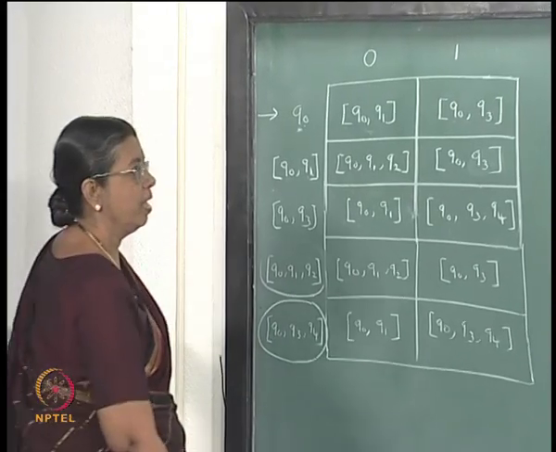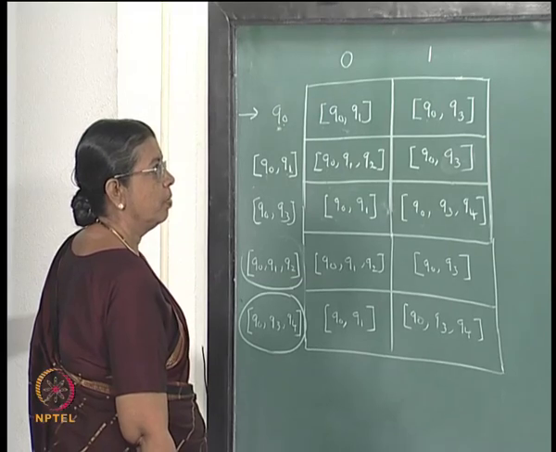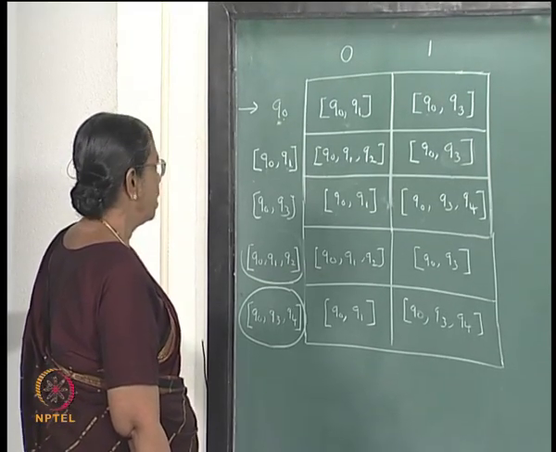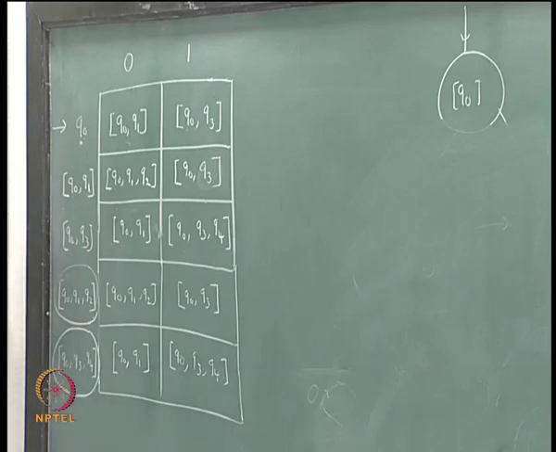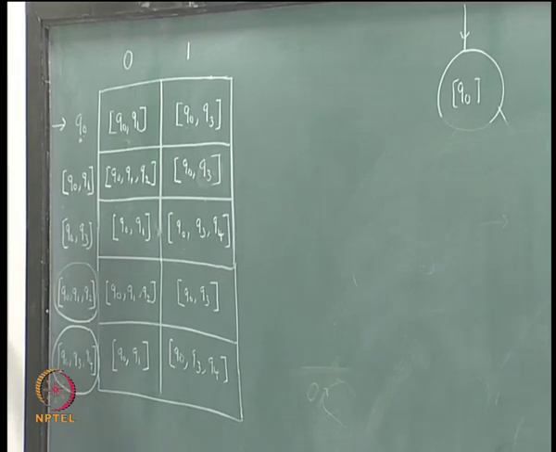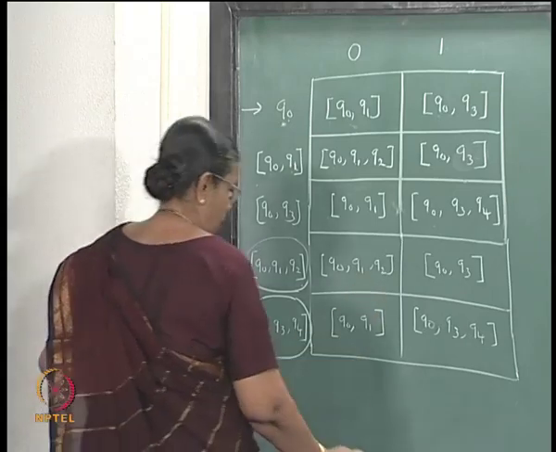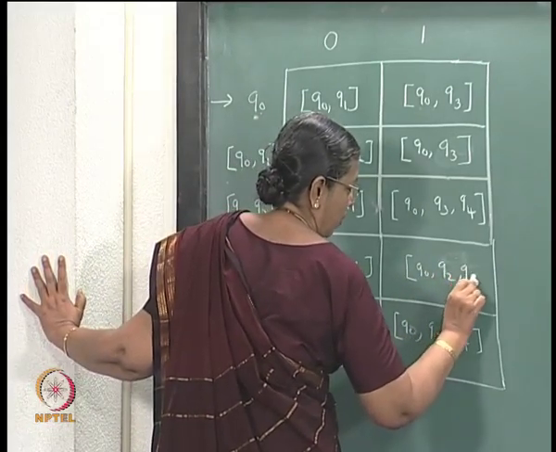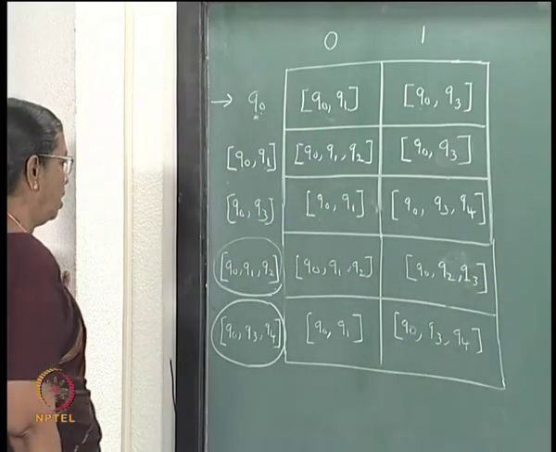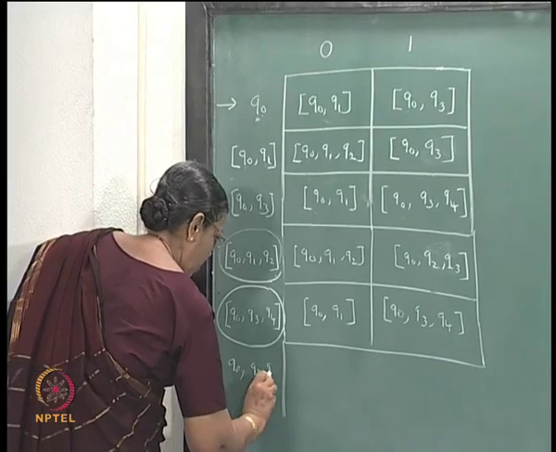From Q0, Q3, if you get a 0, you go to Q0, Q1. If you get a 1, you go to Q0, Q3, Q4. So, up to this point is the same. From Q0, Q1, Q2, if you get a 0, you go to Q0, Q1, Q2. If you get a 1, you go to Q0, Q3, but Q2 also will be there. Here you will also have Q2, Q3. So, next you have to also consider Q0, Q2, Q3.